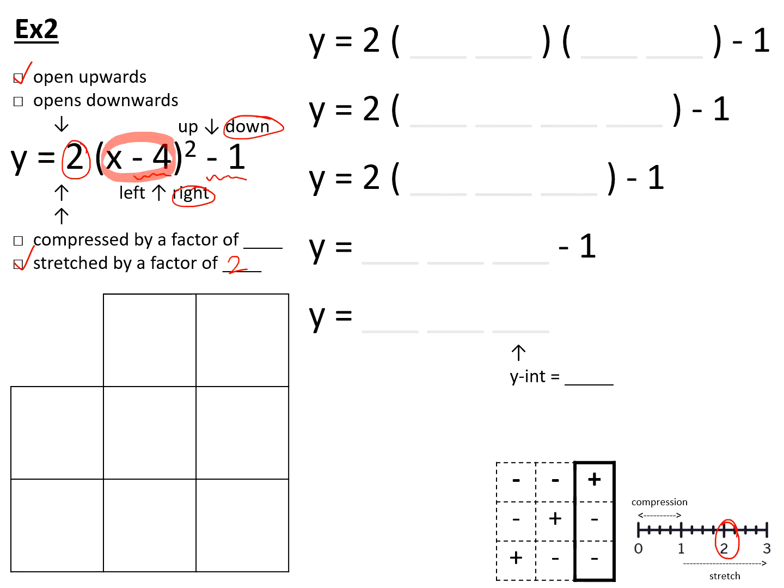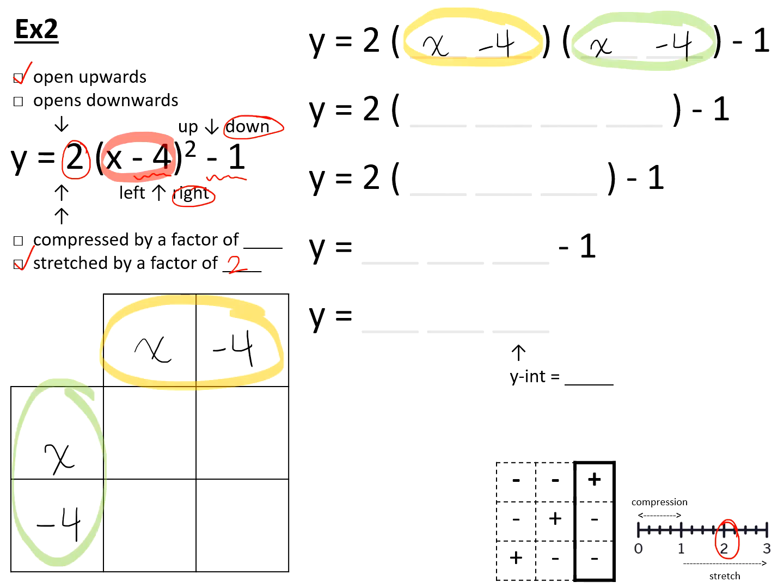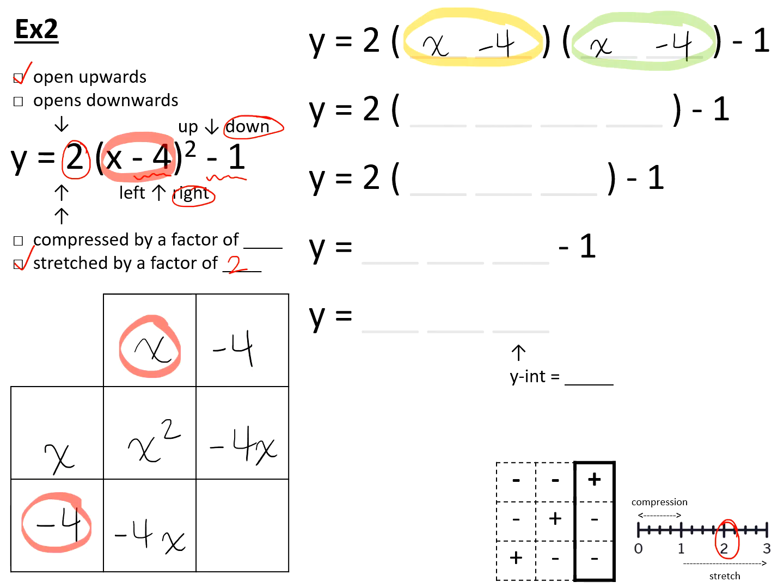(x - 4)^2 is the same thing as (x - 4) multiplied by (x - 4). Using the grid down to the left, we can expand (x - 4) times (x - 4). X times x is x squared. X times -4 is -4x. -4 times x is -4x once again. And -4 times -4 is positive 16.